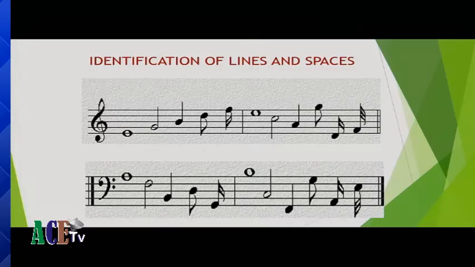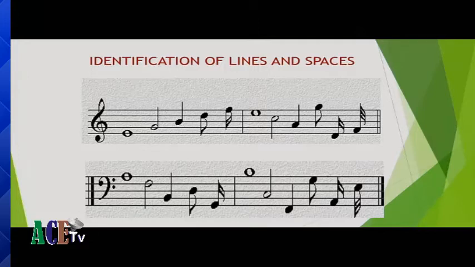So the first one, making use of a semibreve. The second one, making use of a minim. The third one, a crotchet. The next one, a quaver. And the last one, before the bar, is a semiquaver. All you have to do is to write out the name of the notes, one after the other.